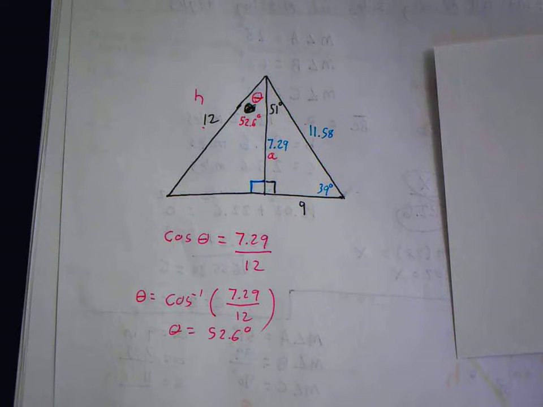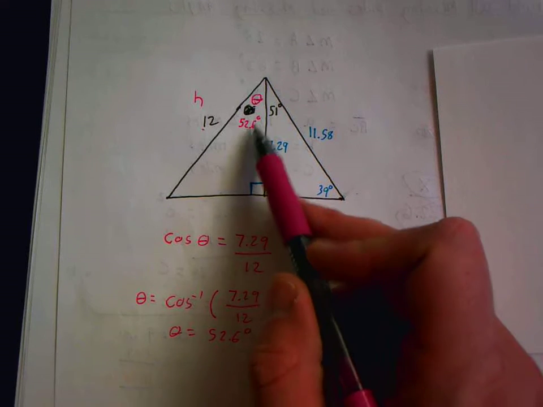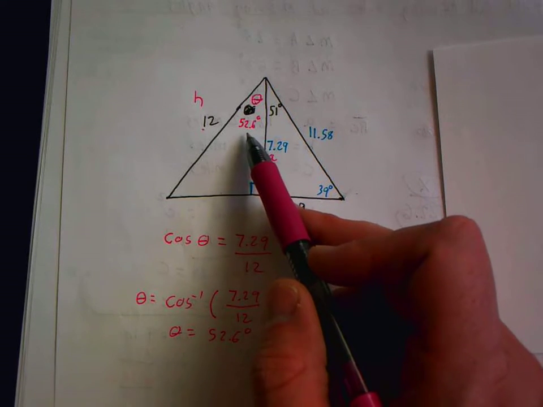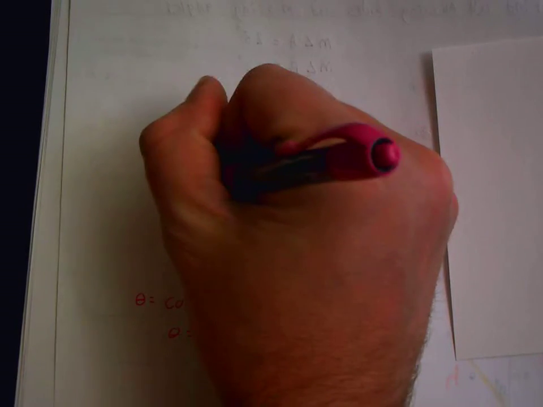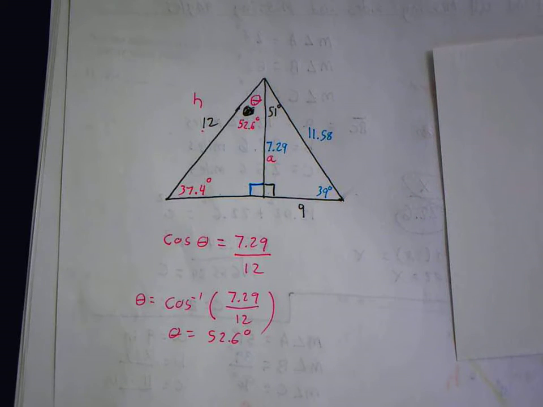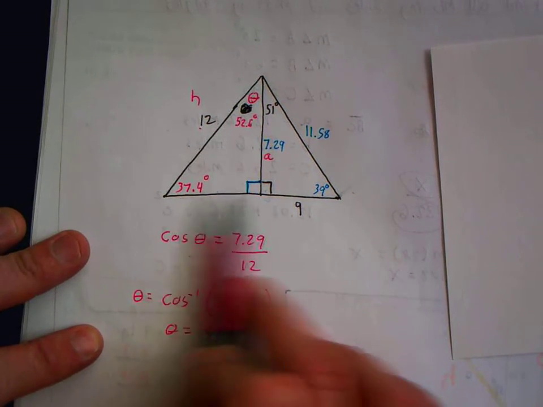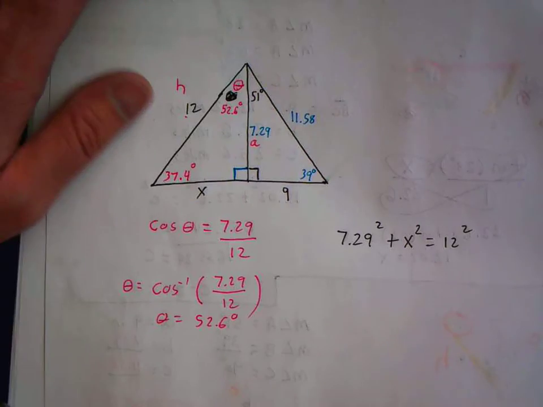Now the rest is kind of easy because, if this is 52.6 and that's 90, then I have 90 left. 52.6 plus what is 90? That'd be what, like 37.4? You can use a calculator, you can't do that in your head. 37.4. And then to find this leg, I'm going to use the Pythagorean theorem.